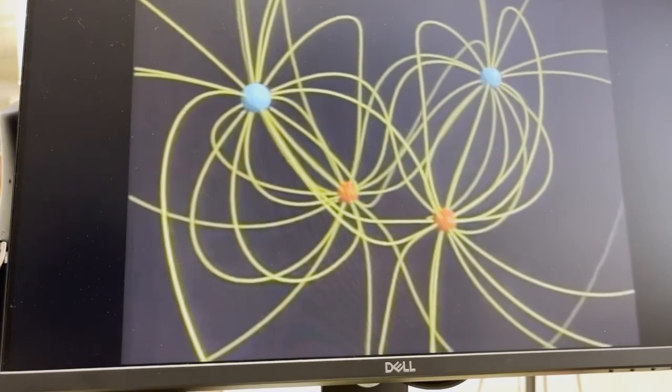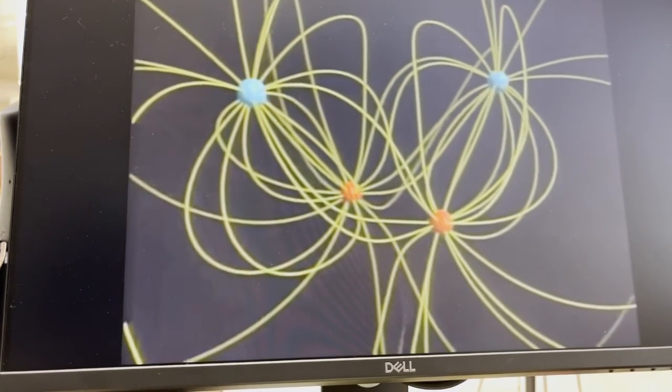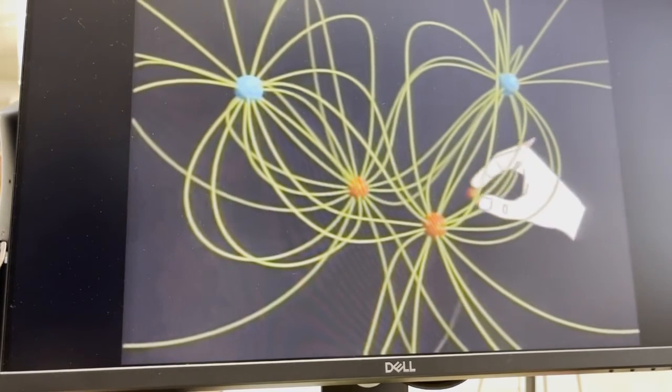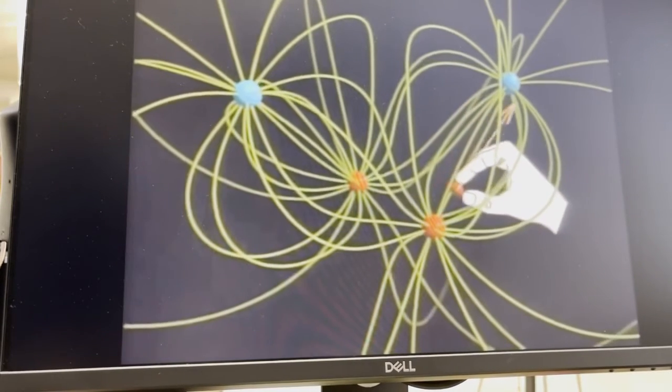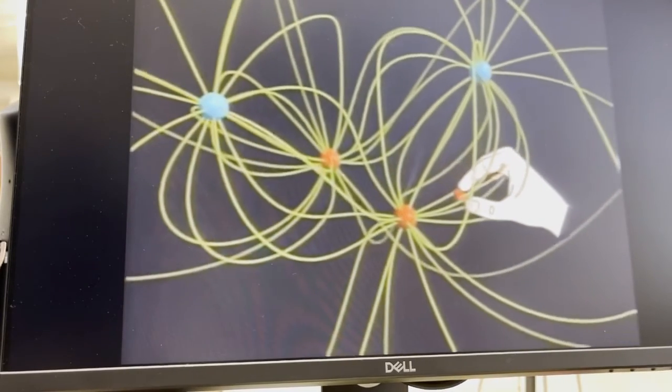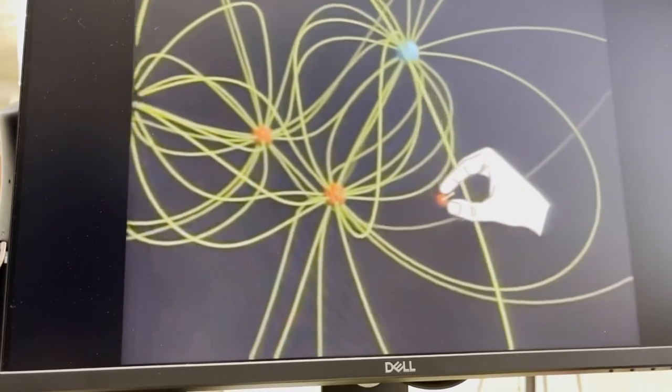No matter the configuration, the charges would have a characteristic pattern of lines. The force they applied would be strong near the charges where the lines are crowded together, and weak far from the charges where the lines are farther apart.